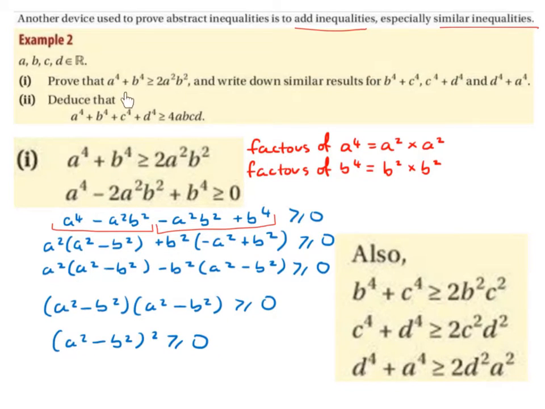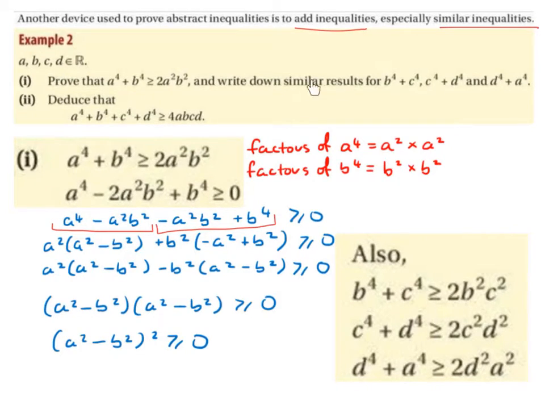So we have proven that a to the power of 4 plus b to the power of 4 is greater or equal to 2a squared b squared, because this ends up to be squared, and anything squared must be positive, and another way of saying something's positive is to say that it's greater or equal to 0. So therefore, this statement is true. We have proven it.